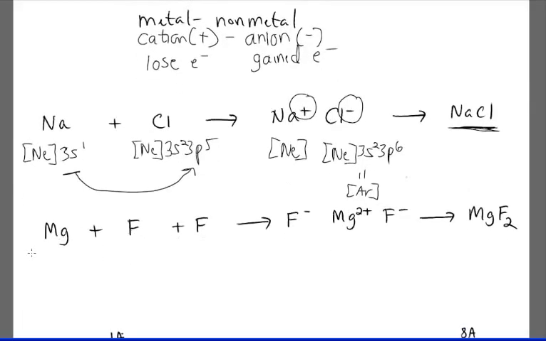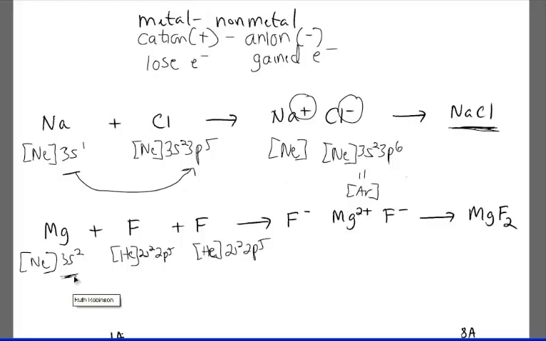Magnesium has the electron configuration neon 3s2. So it has two valence electrons, unlike sodium, which had one. Fluorine has the electron configuration helium 2s2 2p5, and we can put in another fluorine, I'll tell you why: helium 2s2 2p5.